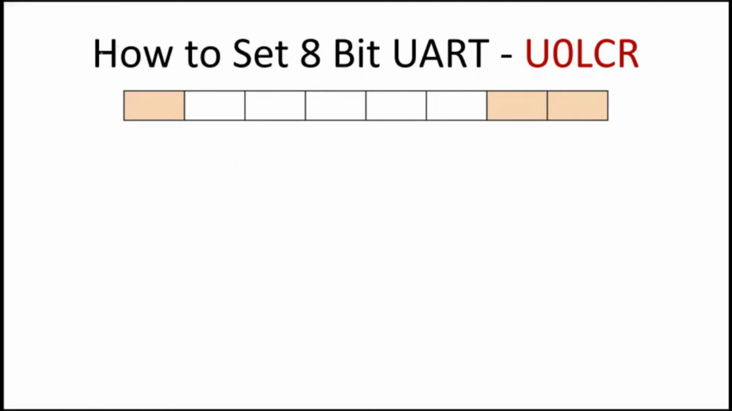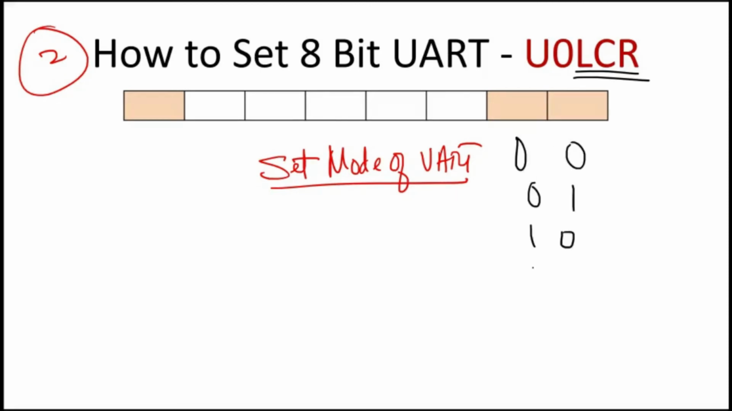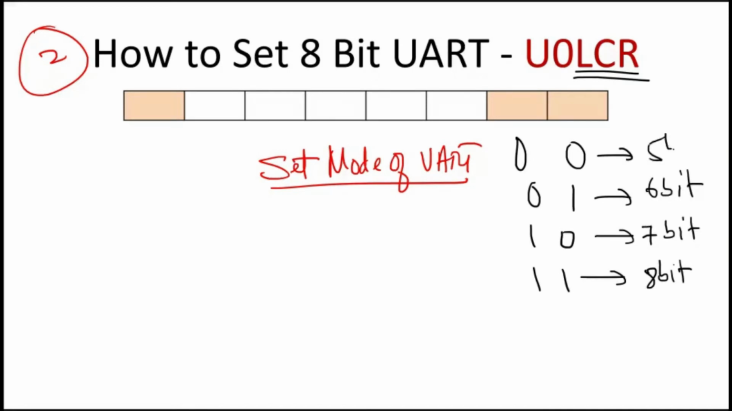Second thing, set the mode of UART. What do you mean by setting the mode of UART? What is the payload size? So you have to take the UART 0 line control register. The first 2 bits are of interest. If it is 1, 1, then it is 8-bit UART. If it is 1, 0, it is 7-bit UART. If it is 0, 1, it is 6-bit UART. If it is 0, 0, it is 5-bit UART.